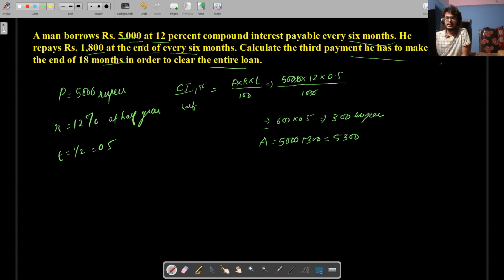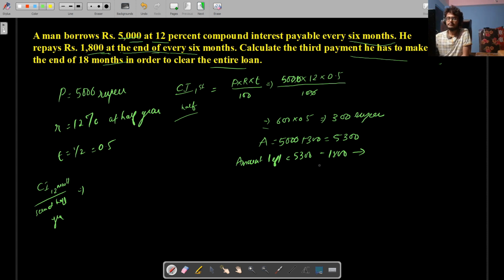Calculate the payment made at the end of 18 months. So this is the first 6 months. Then the CI for 12 months, that is the second half year. And also he pays rupees 1,800 at the end of every 6 months. So after this first 6 months is complete, he pays 1,800 from this money. So how much is the amount left? Amount left is equal to 5,300 minus 1,800. Calculate this value and tell me.